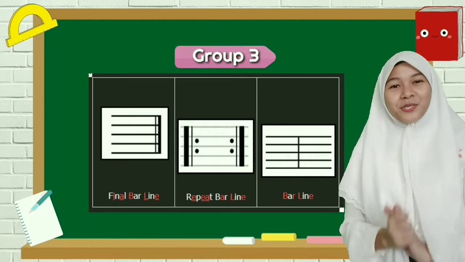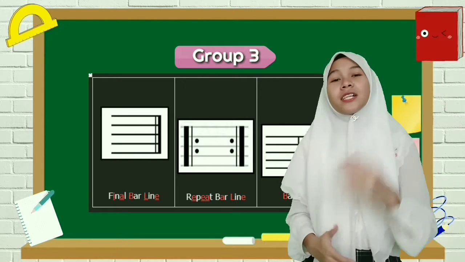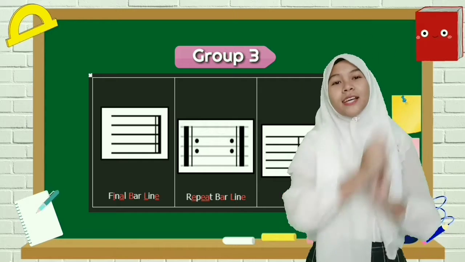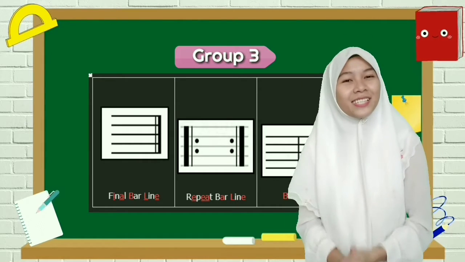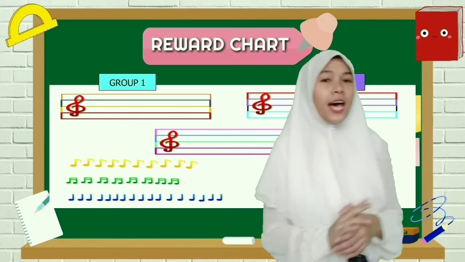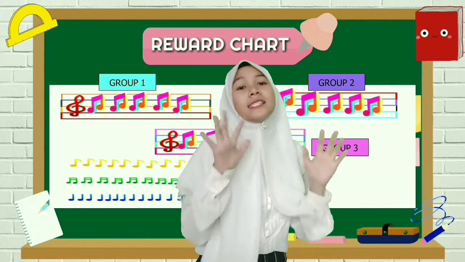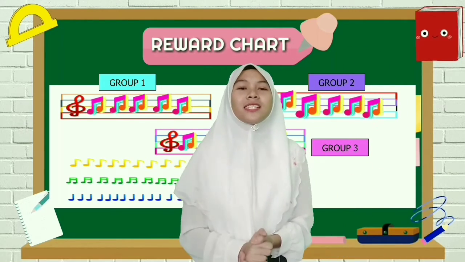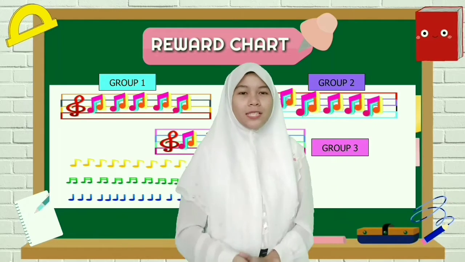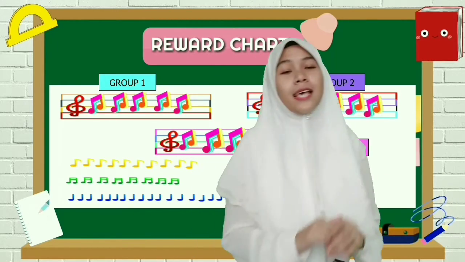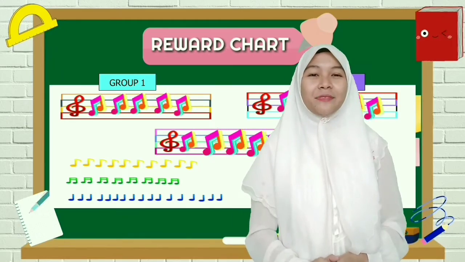Good job, group 3. Let's give them 3 claps and a stomp. 1, 2, 3, 1. Very good, everyone. And now, each group received 10 points, which is the equivalent of 5 notes. Now, arrange your chairs and sit properly.